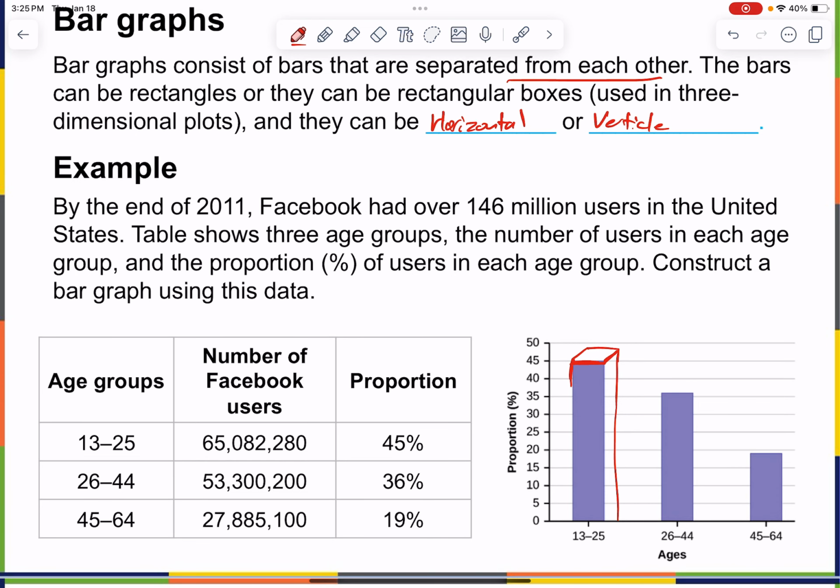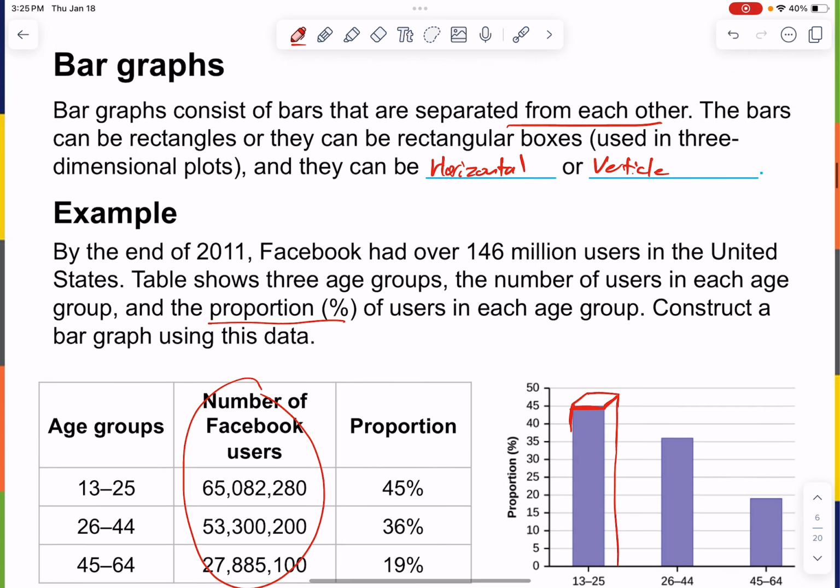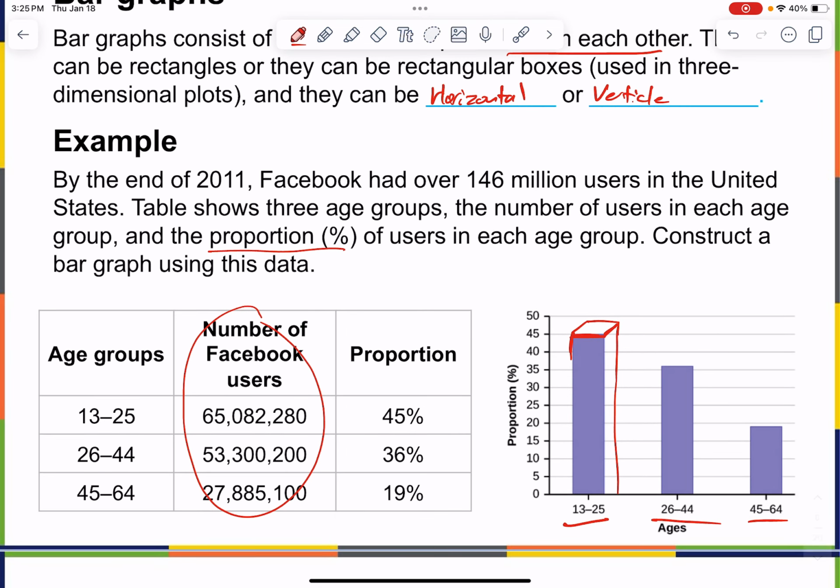And so I think we've seen a bit of these before, bar charts and Pareto graphs. Okay, and so on the x-axis you have the categories. So this is mainly for categorical data, and the proportion of the whole population that falls into that category. And so here's a group right here from 13 to 25. There were about 65 million users, and that accounted for 45%. And so here they are plotted. There's the first category, and that goes up to 45%. The next category, 26 through 40, is 36%, and so that's plotted here.